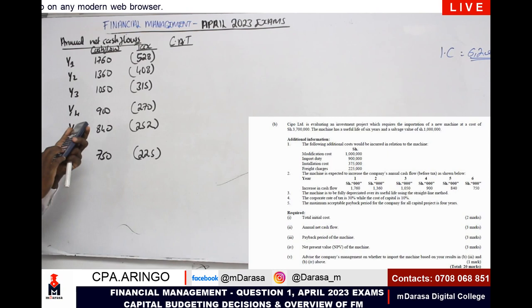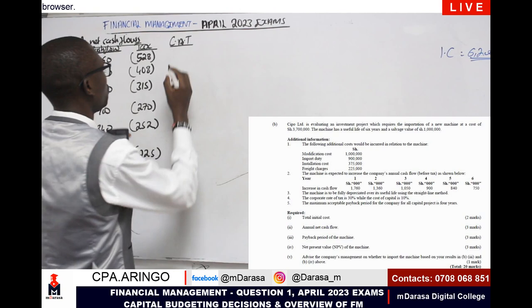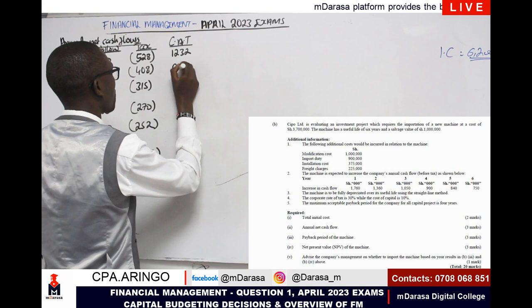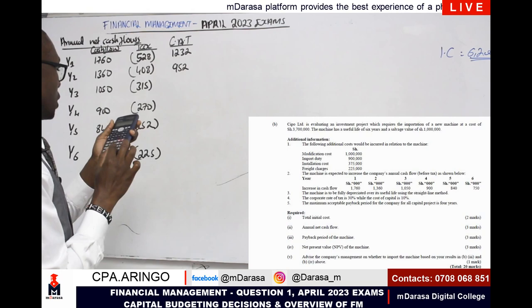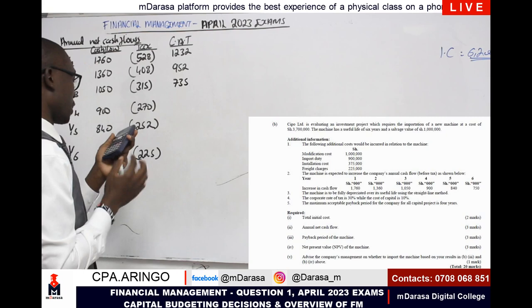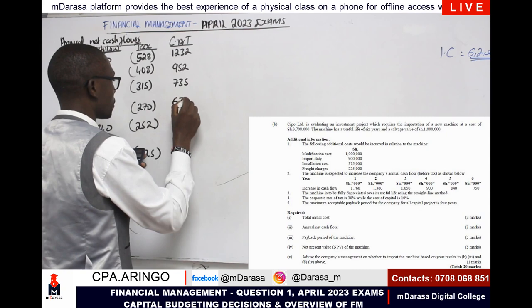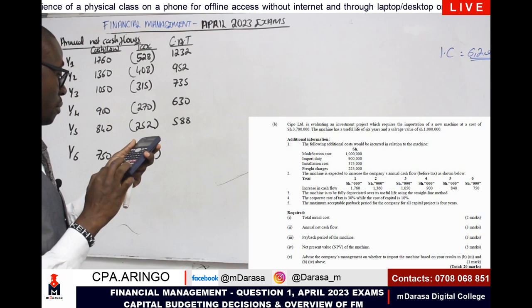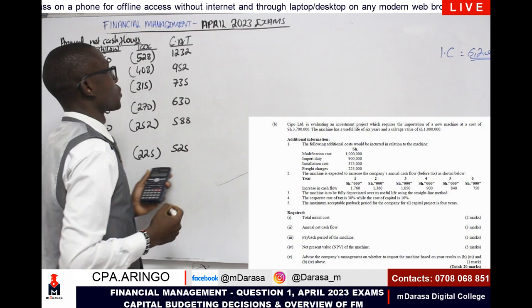So I'm having cash flow before tax and cash flow after tax. I should be having 1760 minus 528, which will give us 1232. I should be talking of 1360 minus 408, which should give us 952. I should be talking of 1050 here minus 315, which should give us 735. I'm having 900 here minus 270, which should give us 630. I'm having 840 here minus 252, which should give us 588. And I'm having 750 here minus 225, which should give us 525. So that is our cash flow after tax.